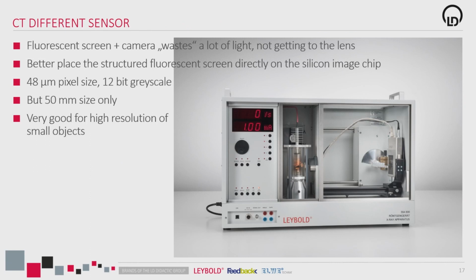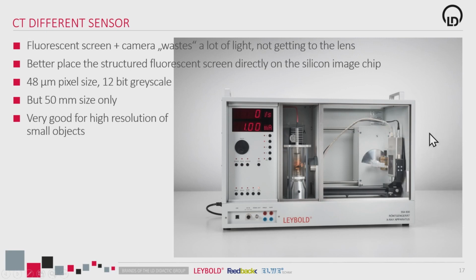So we have a second set of computed tomography. Here we have seen the big one, which is a lower resolution, but using the full area of our fluorescent screen. We do have a second X-ray sensor, which has the fluorescent screen directly attached to the chip. You can see it in the photo here on the right.